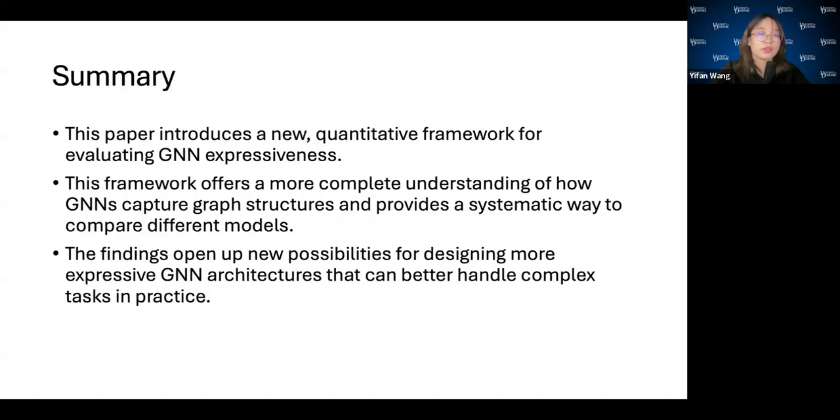Okay, so in summary, this paper introduces a new quantitative framework for evaluating graph neural network expressiveness. This framework offers a more complete understanding of how graph neural networks capture graph structures and provides a systematic way to compare different models. These findings also open up a new possibility for designing more expressive graph neural network architectures that can better handle complex tasks in practice.